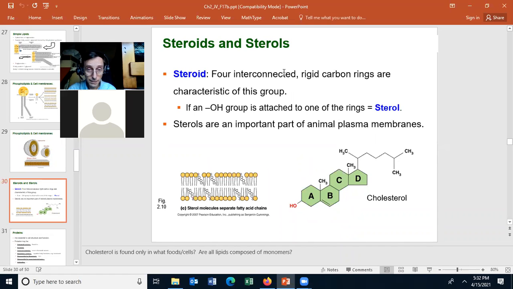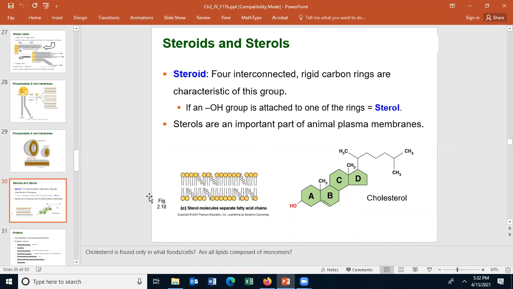Are all lipids composed of monomers? Hello? I'm going to say no. Yeah, the cholesterol and the steroids and the sterols are not. They don't have a monomer. What lipids do have monomers?